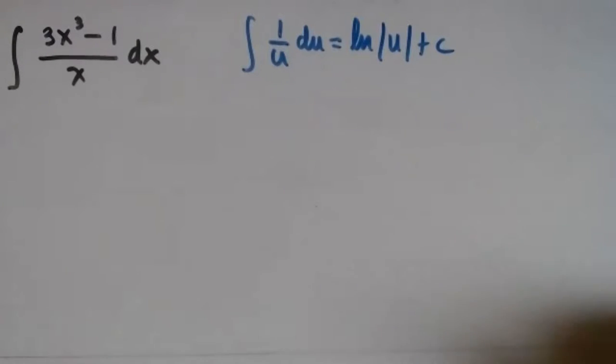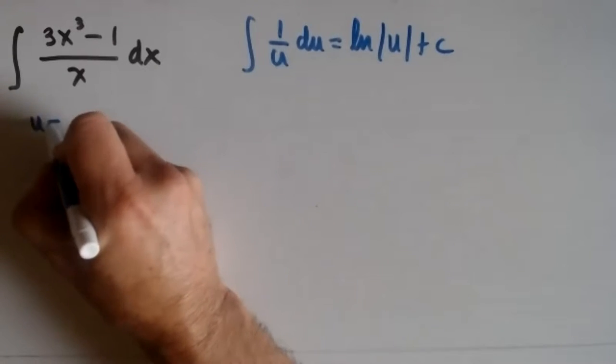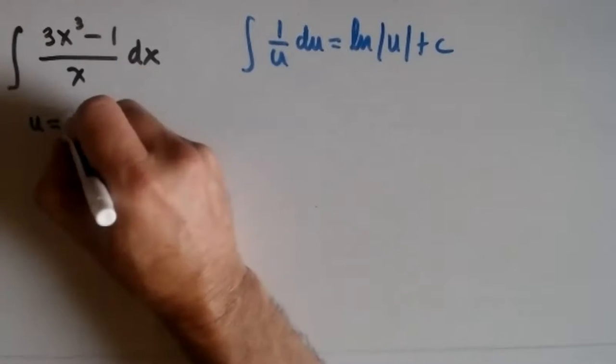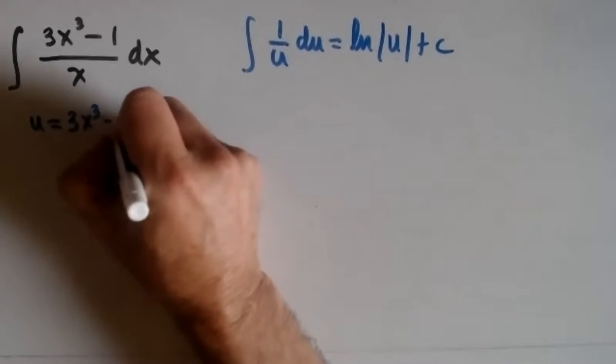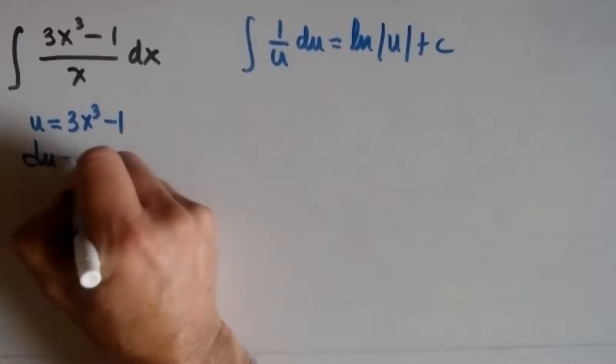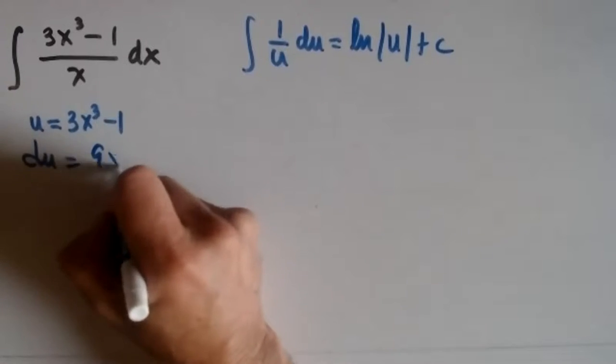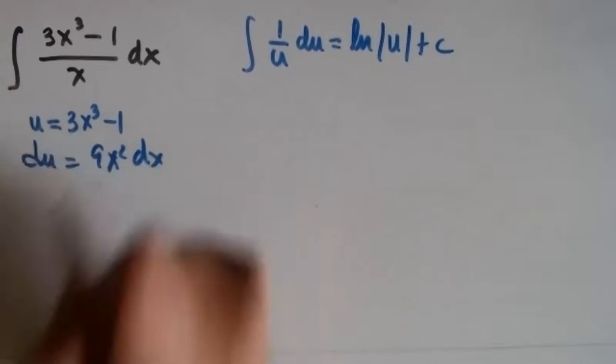Now here my point is I have to match these two integrals, so I have to decide a u. Who can be the u? I have two expressions, 3x cubed minus 1 or x. 3x cubed minus 1, yeah, that could be an option. That could be a solution, 3x cubed minus 1. And the du would be 9x squared dx.